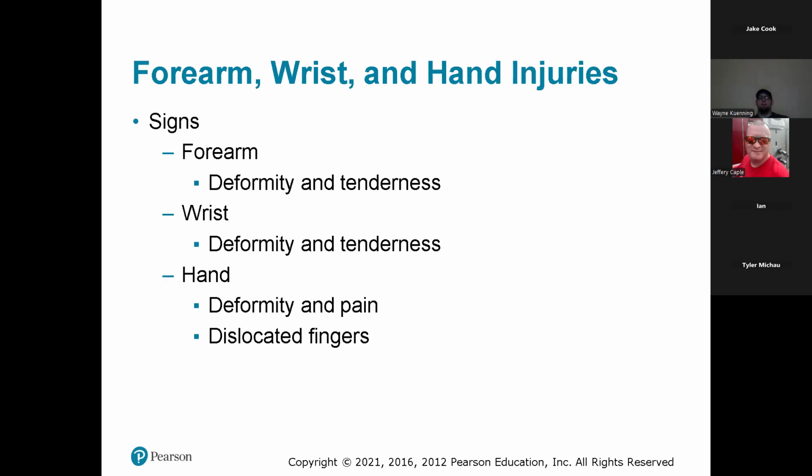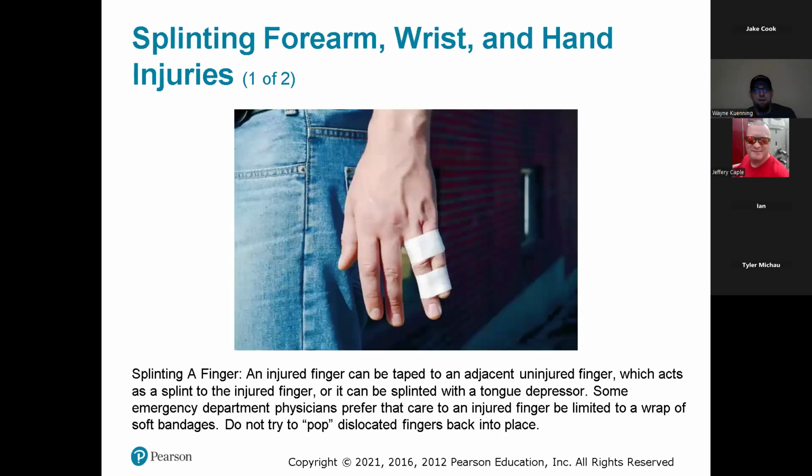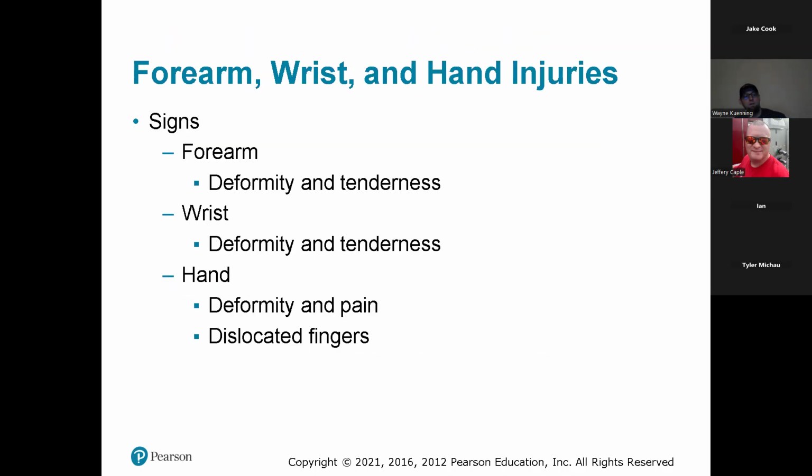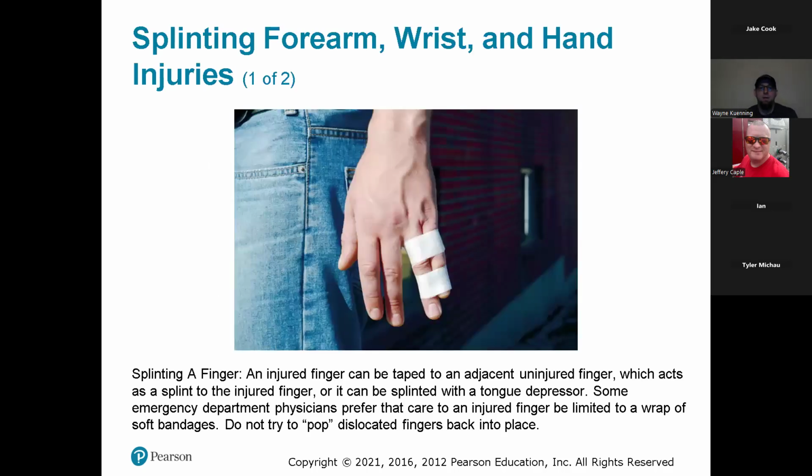Forearm, wrist, and hands injuries. Most of the time, those are going to be deformed, going to be painful. We're going to splint them. Forearm and wrist, we're going to splint them how we find them as long as the CSM is intact, and we're going to check it before and after splint application.